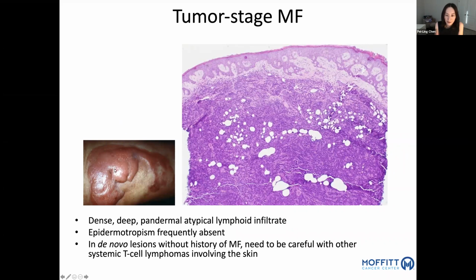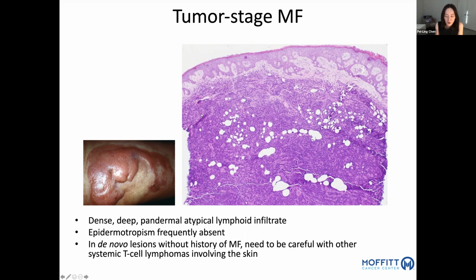So here's a tumor lesion. Just looking at very low power, I see a skin biopsy here, epidermis, dermis. I see this dermis, we call this a pandermal atypical lymphoid infiltrate. This skin is basically filled with malignant T cells here. Pandermal meaning the entire dermis is involved by atypical, malignant lymphocytes. At this stage, the epidermal tropism is frequently absent.